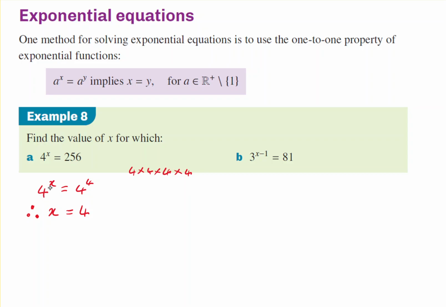Sometimes you'll find that you actually have to break the bases down on both sides. I could have broken them down and made them both base 2s. The larger the base you can make them, the quicker the answer will be reached.